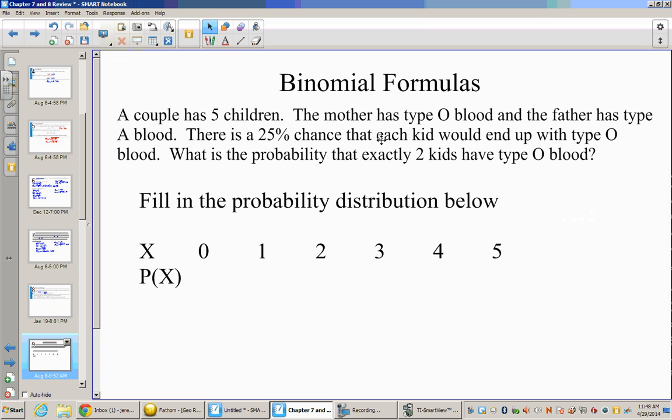Now, if a couple has 5 children, the mother has type O blood, the father has type A blood. There's a 25% chance each kid will end up with type O blood. What's the probability exactly 2 kids end up with type O blood? That's this one right here.